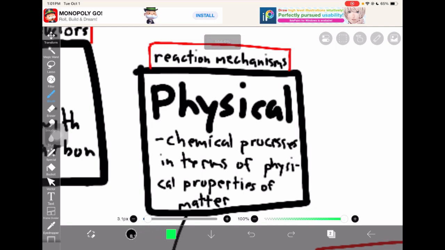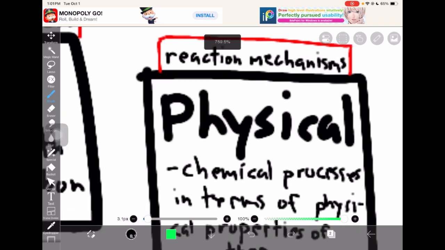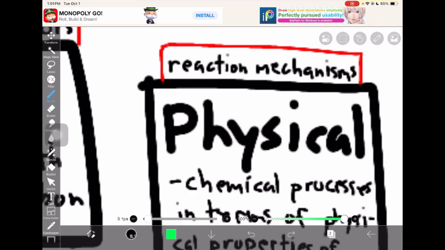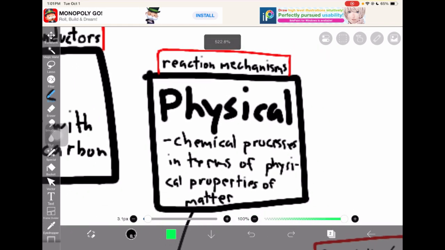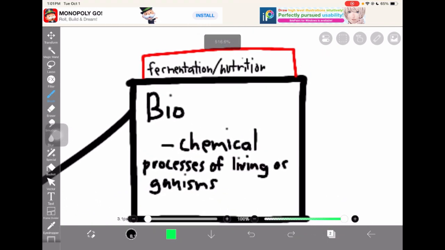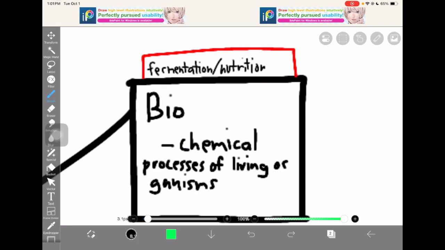Physical chemistry just studies the physical properties, as we can see. It involves the chemical processes in terms of physical properties of matter. If you've ever seen those chain reaction machines, those are an example of physical chemistry right there. How about biochemistry? As the name suggests, it's concerned with the chemical processes of living organisms. We could consider crops as well, since crops are living organisms. They're plants. That's why we have fermentation and nutrition as our applications.